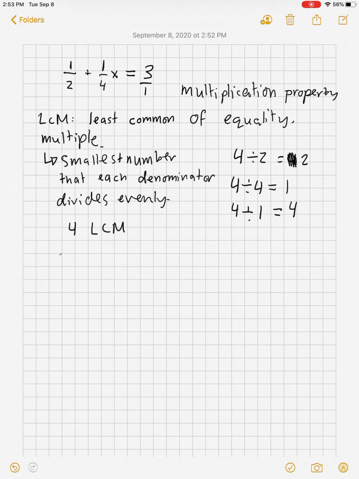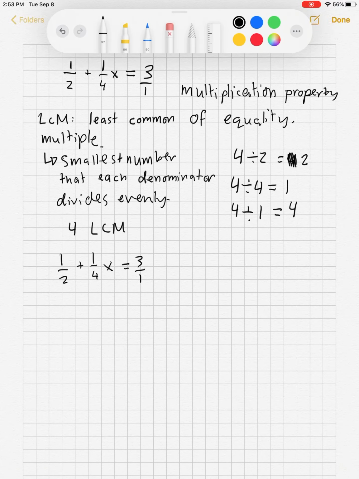So I'm just going to rewrite the problem. I'm going to switch colors. If we were to multiply this first term by 4, this next term by 4, this next term by 4, we get 4 times 1/2, which is 2. 4 times 1/4, which is 1, x, equals 3 times 4, which is 12.